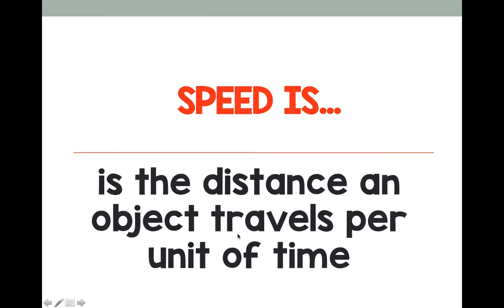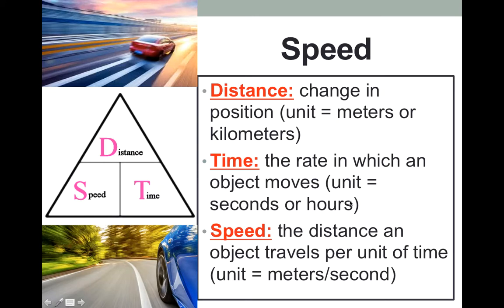So to recap, speed is the distance an object travels per unit of time. So speed combines distance and time together. And here are the different units. We have a unit for distance, which is meters or kilometers. It could also include centimeters and inches. We also have time, which is represented by seconds, minutes, or hours. It's the rate at which an object moves. And then when we combine distance and time, we call that speed. So it's the distance an object travels per unit of time.